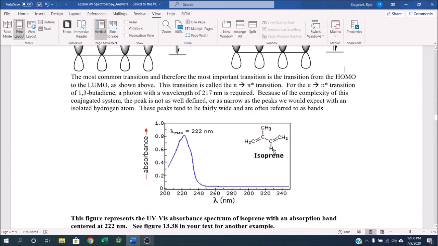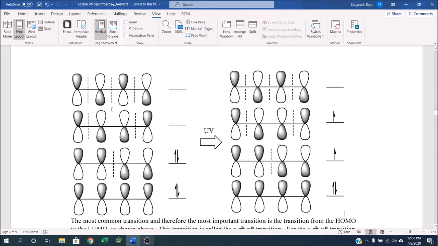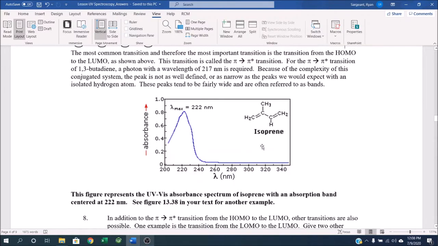So isoprene right here is a common molecule that we use as organic chemists. It's kind of a neat little building block. It is conjugated in a very similar fashion to 1,3-butadiene. So it's got two pi bonds, so it would have the exact same energy diagrams as 1,3-butadiene. And when you shine UV light on isoprene, it has a maximum at 222 nanometers, that's where the most probable removal of UV light occurs.